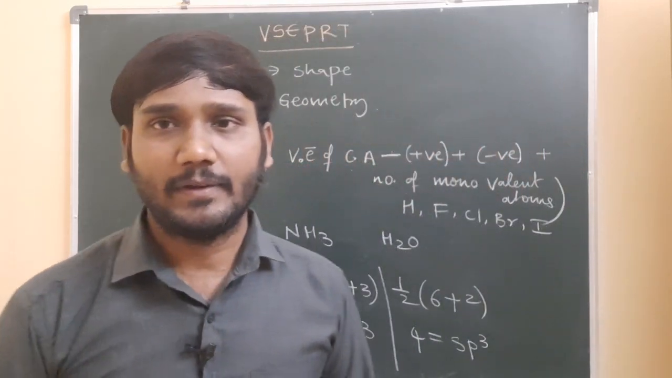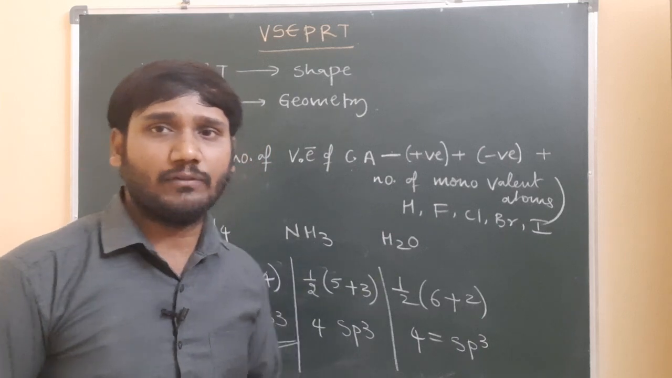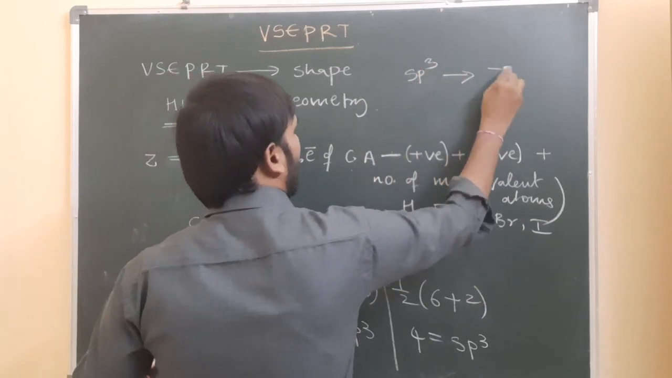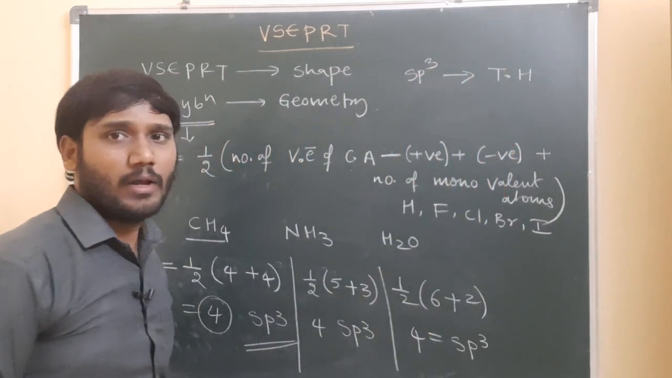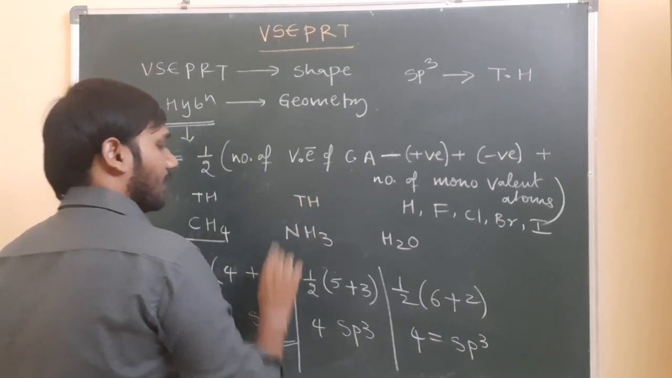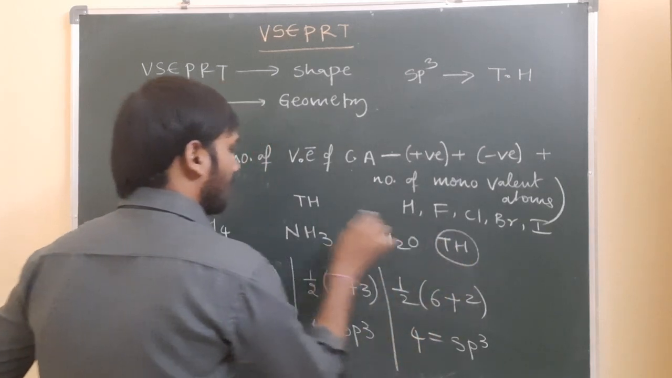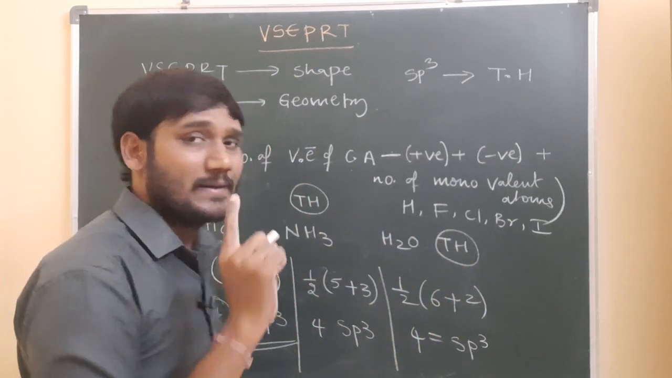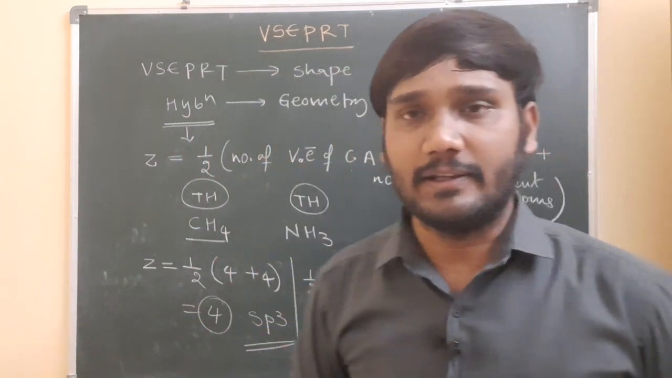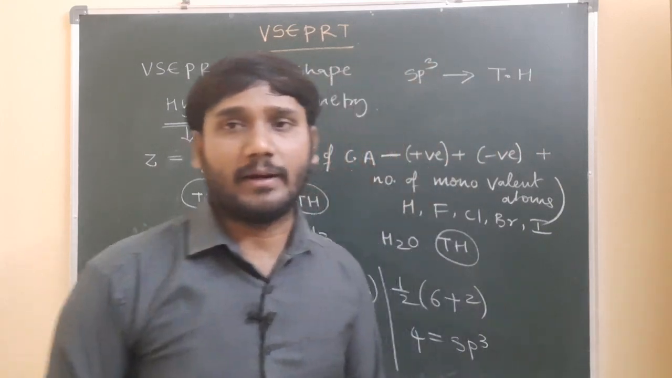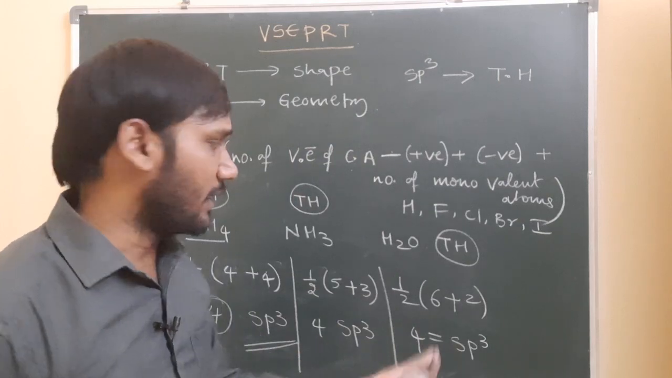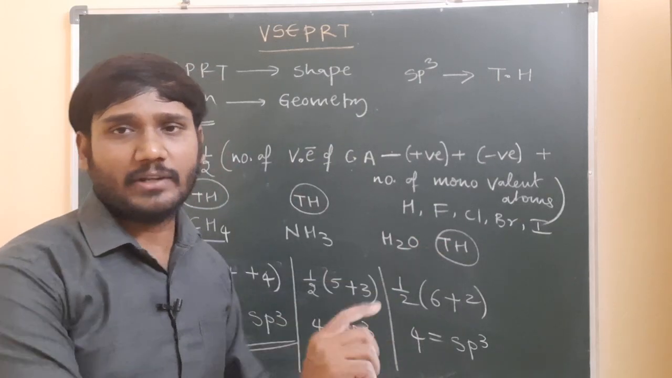CH4 is sp3 hybridization. If the hybridization is sp3, the geometry of the molecule is tetrahedral. That means CH4 geometry is tetrahedral, NH3 geometry is tetrahedral, H2O geometry is tetrahedral. Three different molecules have the same geometry. So we can identify the geometry with the help of hybridization. Hybridization is sp3, because of that the geometry is tetrahedral. Hybridization and geometry are clear.